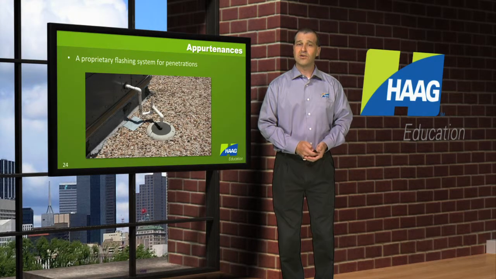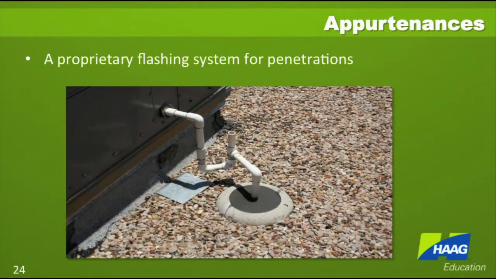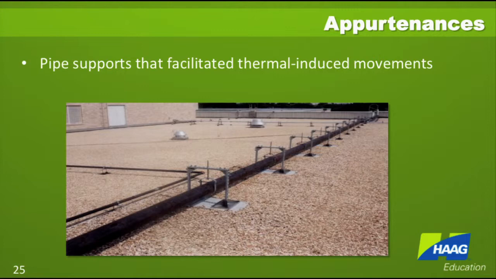Are there better ways to do it? Yes, there are. The photograph in this slide shows a particular proprietary system that's for getting conduits going through the roof. It can be stripped into the built-up roofing, and then it's got a watertight seal for the actual pipe conduit to go through. When you have large commercial buildings with flat roofs, often there's piping systems across the roof.